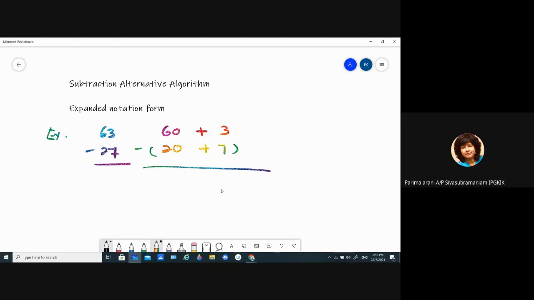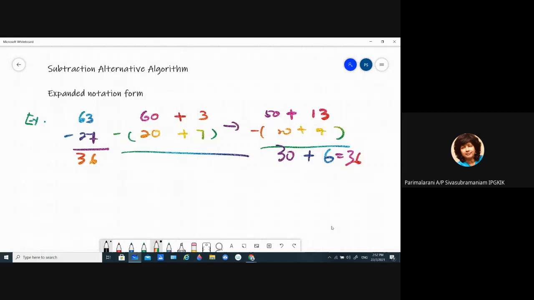3 cannot minus 7. So what we can do is rewrite 60 plus 3 to 50. We borrow 10 over, so 50 plus 13 minus 20 plus 7. 13 minus 7 is 6. 50 minus 20 is 30. So the answer is 36. Okay, expanded notation. So we break down the number, decompose the number, and we do it.